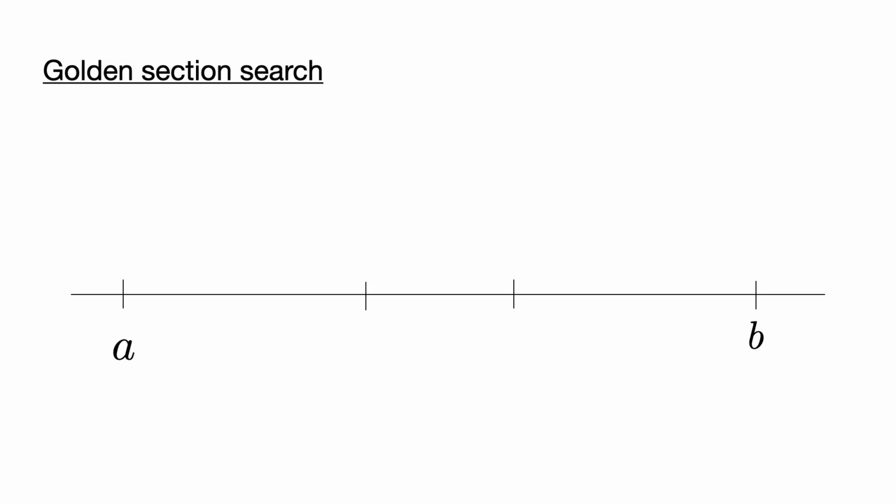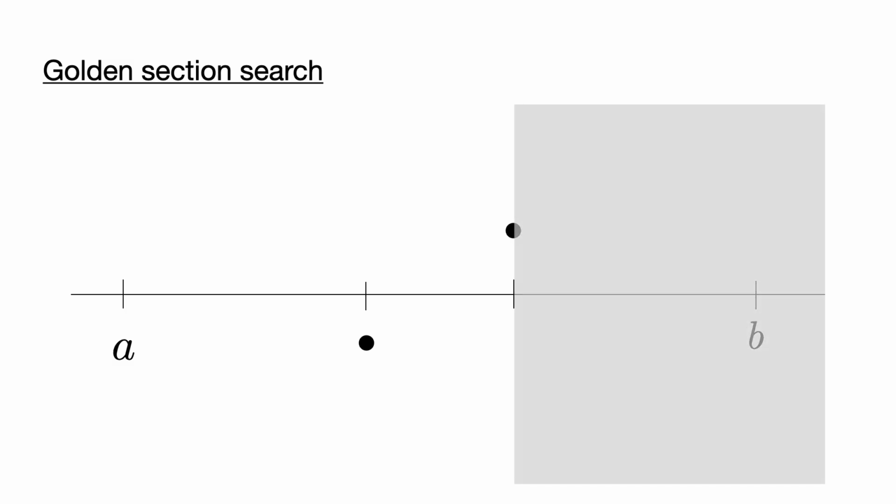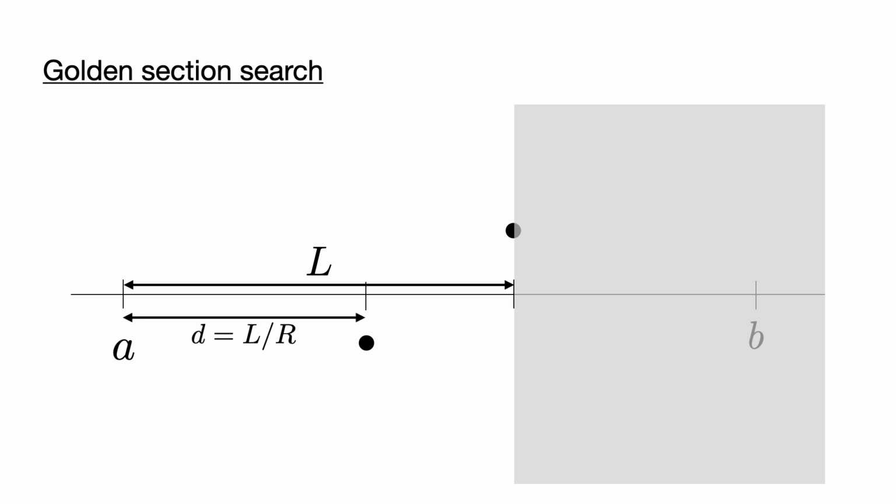Here are 2 candidate points. We're going to evaluate the function at these 2 locations. We see that it's greater on the right than it is on the left. That lets us exclude this rightmost region. In our remaining candidate region, I'm going to call that length L. I'm going to divide L by the golden ratio, and then I'm going to look at that distance away from A, and wouldn't you know it, that's exactly where our last candidate point was.